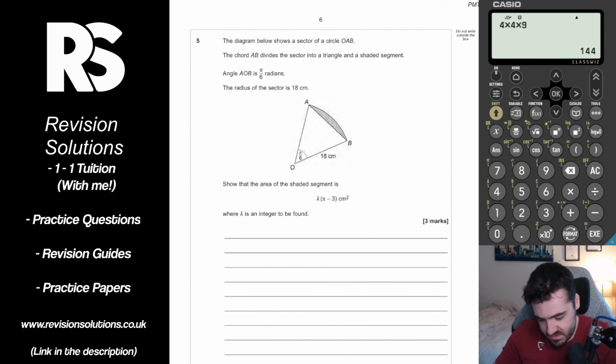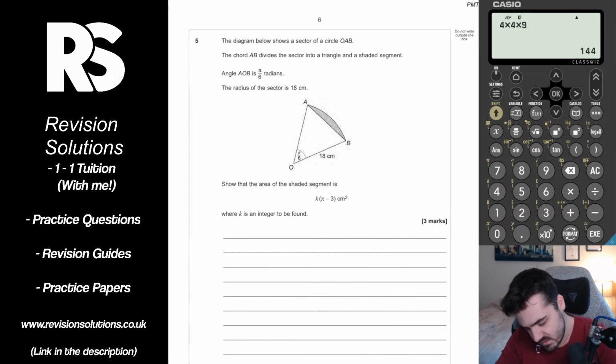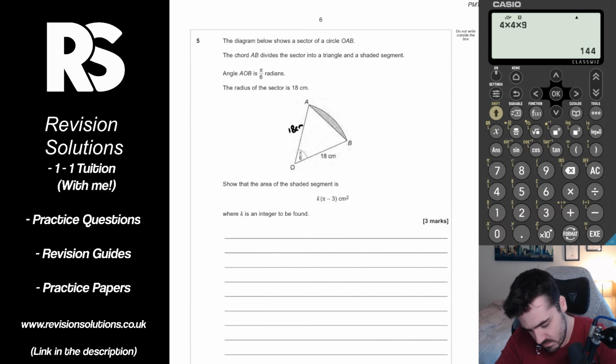Question 5 now says the diagram below shows a sector of a circle, OAB. The chord AB divides the sector into a triangle and a shaded segment. And we've got the angle for the sector, and we've been given the radius. I'm just going to label the other side quickly, just to appreciate that's also a radius. Show that the area of the shaded segment is k times pi minus 3.